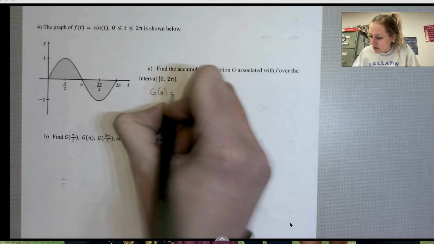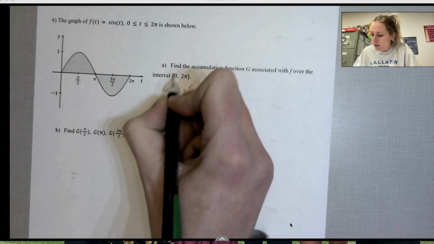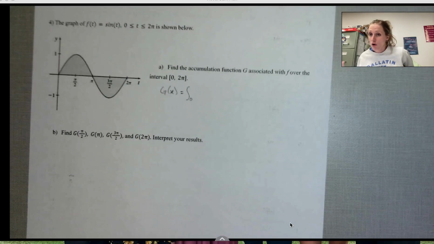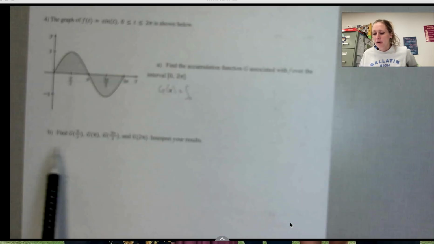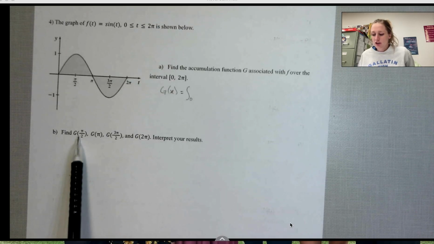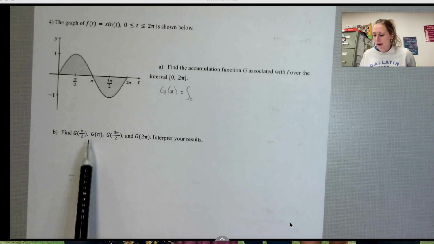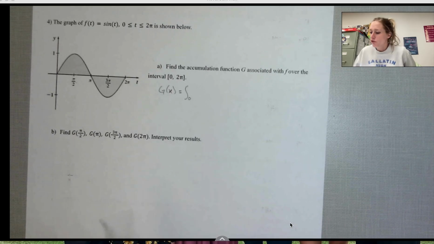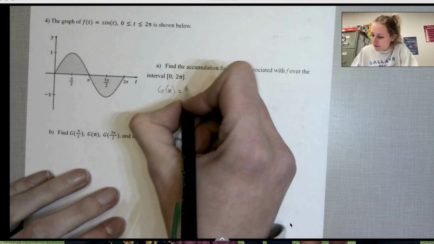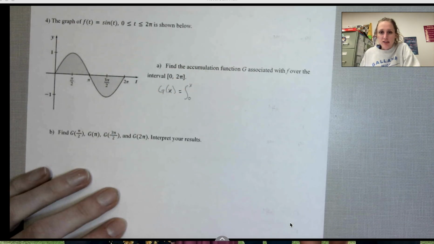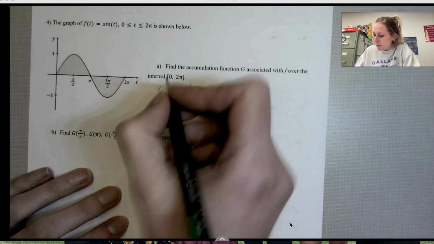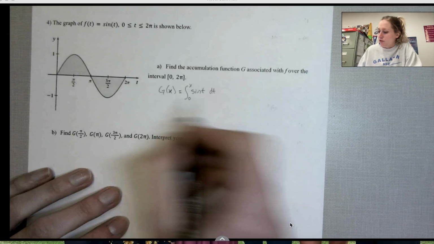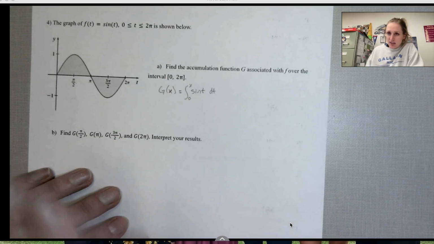Equals, okay, so I'm going to start at 0. I'm going to use this as my lower bound. You might think we're going to use 2 pi as our upper bound. That would give me the overall accumulation from 0 to 2 pi. But if you guys look ahead to part B, they're going to actually want me to evaluate it less than 2 pi. From 0 to pi over 2, from 0 to pi, from 0 to 3 pi over 2, and then 2 pi. So I'm actually just going to leave this as a variable, as x, because I can plug in some different things there for my upper bound. And then our function is sine of t dt. Okay, so this suffices. This is great. That is our accumulation function.